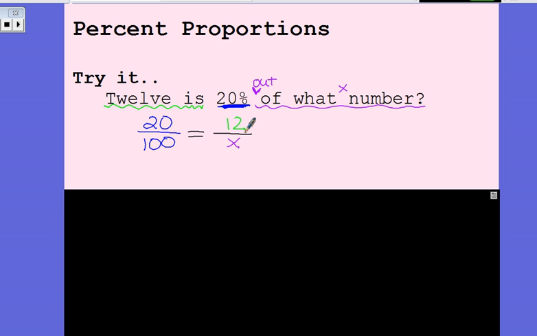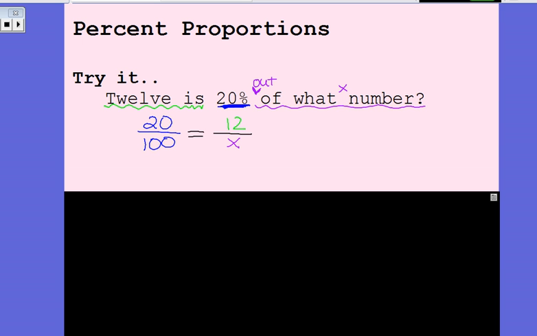I put the 12 in the numerator. So 12 is 20%. 12 and 20 should go in the same parts of the ratios. 20 is just in the numerator of the percent ratio, and 12 is in the numerator of the second ratio. Okay, from there, we know our steps for solving proportions.